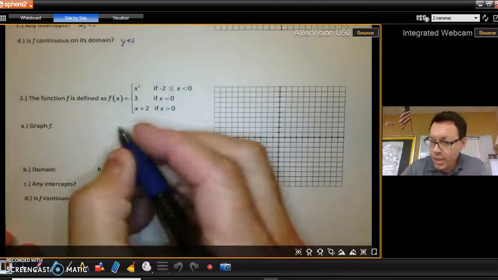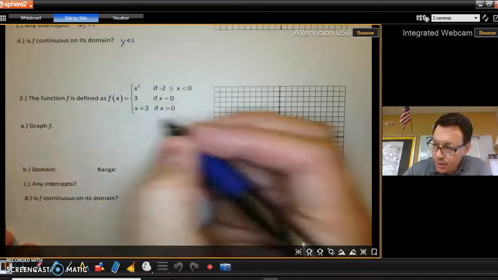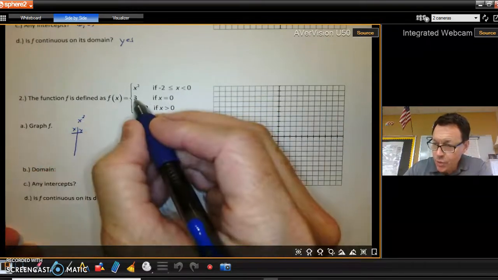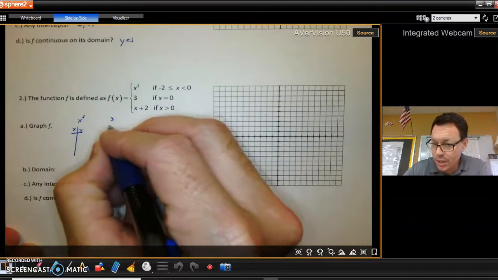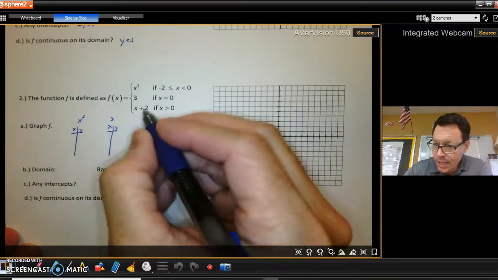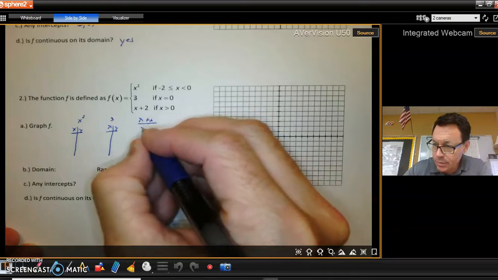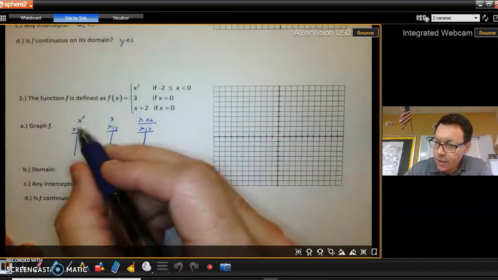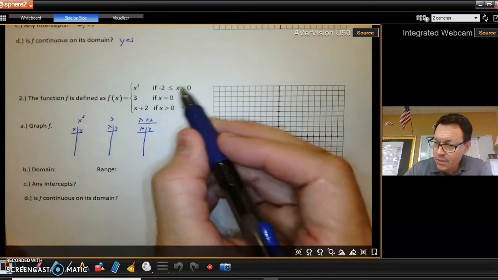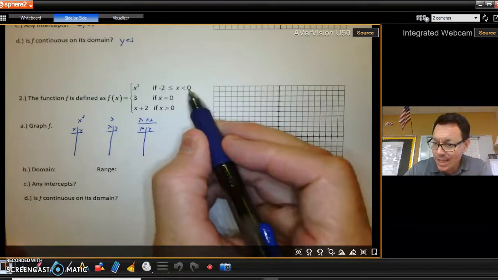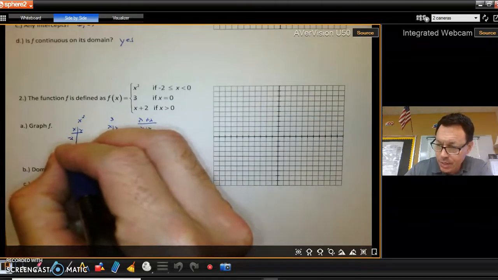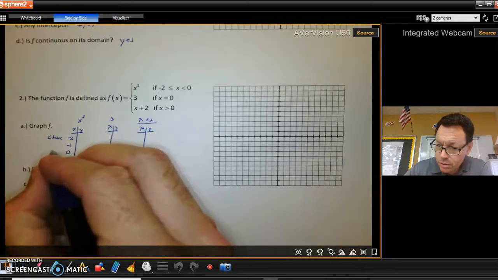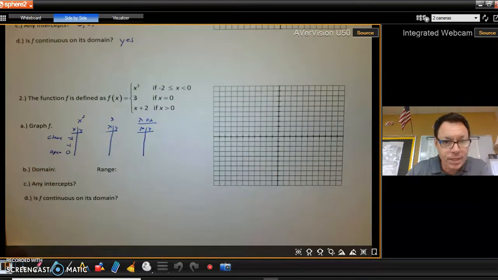Okay, so I'm going to do 3 t-charts. I'm going to do an x squared t-chart, so x, y. I'm going to do a 3 t-chart, so this is just the constant 3. And then x plus 2. All right, so first thing, let's figure out what values are going to go into each of these t-charts. For x squared, I'm supposed to use everything from -2 to 0, including the -2, not including the 0. So -2, -1, 0, closed circle, open circle. That's how we're going to handle that.